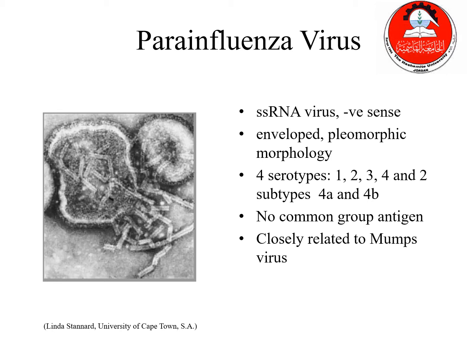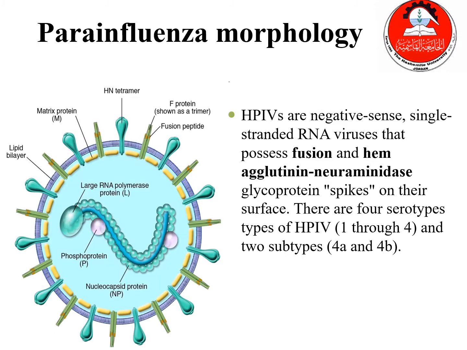And there are 4 serotypes, serotype 1, 2, 3, and 4. And 4 is further subdivided into A and B. There is no common group antigen, so antigens for serotype 1 are different than antigens for serotypes 2, 3, and 4. And it is closely related to mumps virus, which belongs to the same Paramyxoviridae family. Structure of parainfluenza virus.